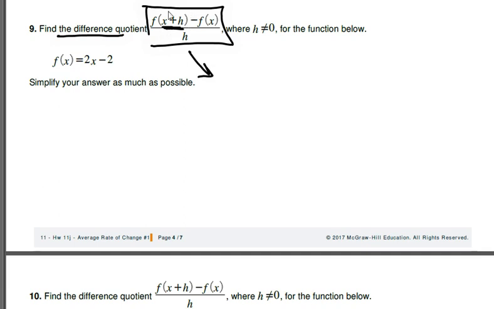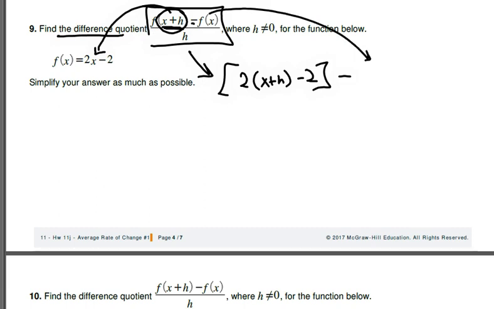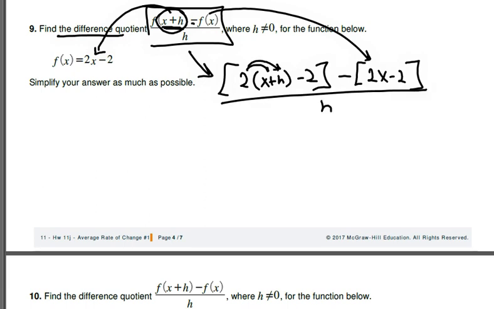So f of x plus h means plug in x plus h everywhere you see an x. So here we go: 2 parentheses x plus h minus 2. So that's the first part. Then we've got a minus, so copy the minus down. Then f of x, I'm just going to write it again right here: 2x minus 2. That's the f of x. All that divided by h. Then we're going to do some algebra, simplify, and we'll be done.